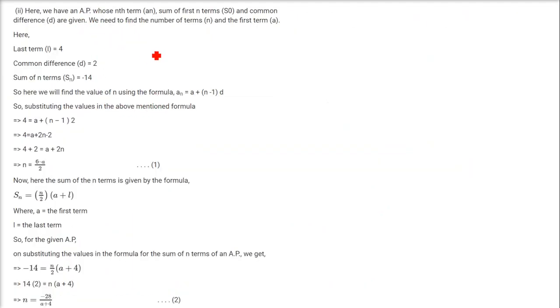Next, the last term is given, the common difference is given, and the sum of the n terms is given. So first let us have a relationship between n and a, then we can put it in the sum of n terms. The last term is 4, which is equal to a plus n minus 1 into d. a we don't know, n also we don't know, but d we know. So we'll make a relationship between them. So 4 will be equal to a plus 2n minus 2.